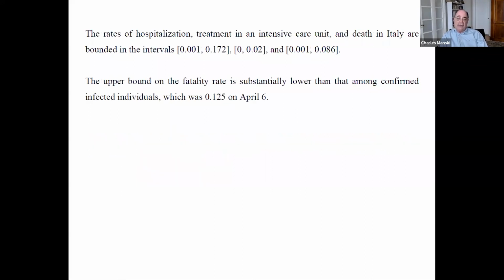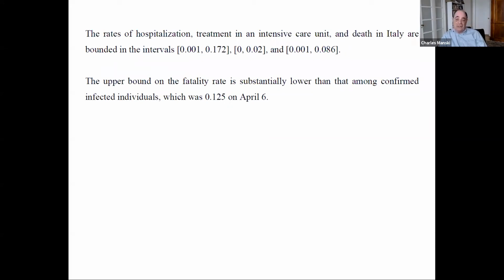Now, if you look at the rate of severe illness, we get bounds that look more informative, tighter. This is for Italy, that if you look at the rates of hospitalization, being in an intensive care unit, or death in Italy, they're bounded between 0.1% and 17%, 0 and 2%, and 0.1% and 8.6%. Now let me just focus on that very last figure. 8.6% is an upper bound that we get on the rate of death in Italy.